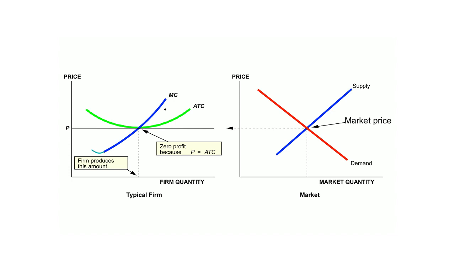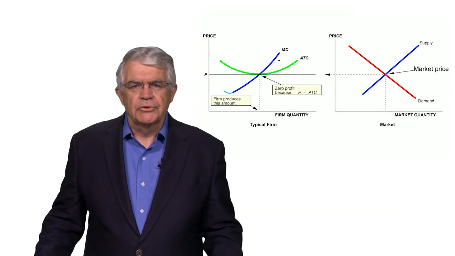but that price has to equal the level of a price where the supply curve and the demand curve intersect on the right-hand side of the picture. That's the market price. And then, of course, we've set this up so that that price intersects the marginal cost curve at the low point on the average total cost curve.